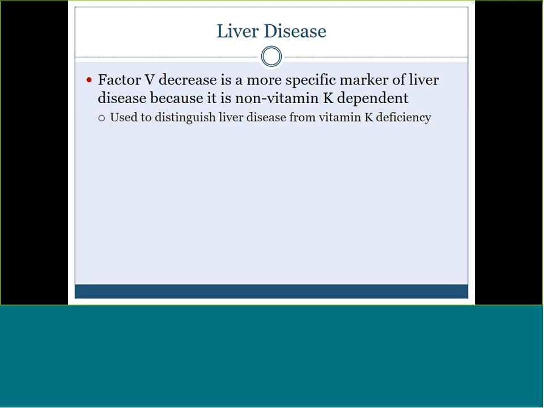We do use factor 5 as more of a specific marker to just liver disease because we're trying to sort out, is it liver disease or do they have a problem with vitamin K itself? So if you want to try to distinguish between that, factor 5 would be a better look. Factor 5 is more decreased in liver disease, but it would not be affected by vitamin K because it's not part of that prothrombin group 2, 7, 9, and 10. Just an FYI on that.